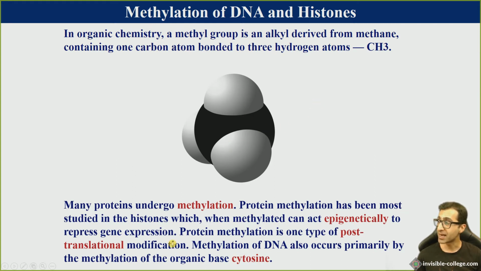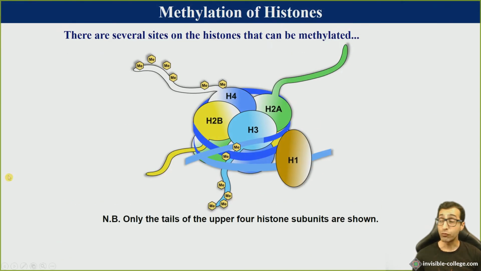Now, protein methylation has been most studied in the histones, which when methylated can act epigenetically to repress gene expression. So protein methylation is actually one of the post-translational modifications that proteins can undergo. So methylation of DNA, on the other hand, also occurs primarily by methylation of the organic base cytosine. So there are several sites on histones that can be methylated.